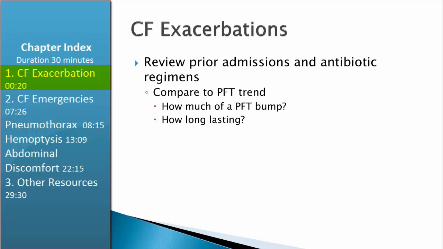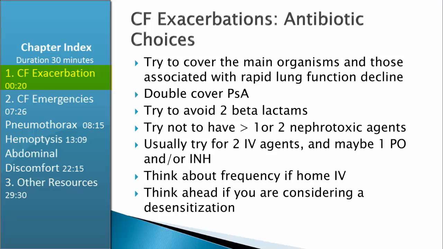When you're choosing your antibiotics, try to cover the main organisms and those associated with rapid lung function decline, like MRSA and Pseudomonas. We try to double cover Pseudomonas with 2 different antibiotics, and if you can, try to avoid using 2 beta-lactams for this so that you have 2 antibiotics working through different mechanisms.